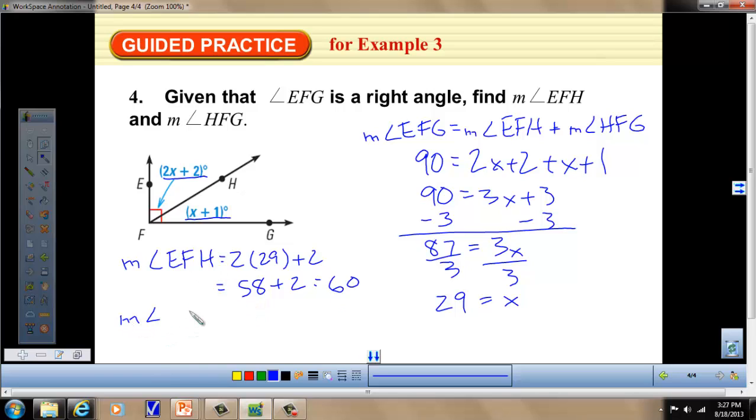Here we have the measure of angle HFG. That's going to be 29 plus 1, which is 30. And again, our check tells us that 90 is equal to 60 plus 30. So we're okay.